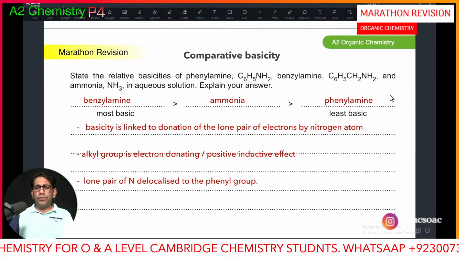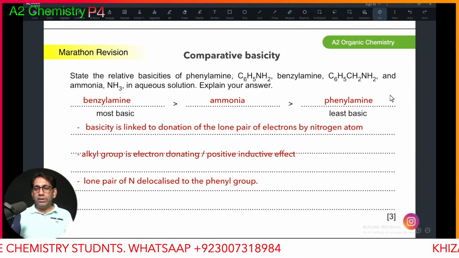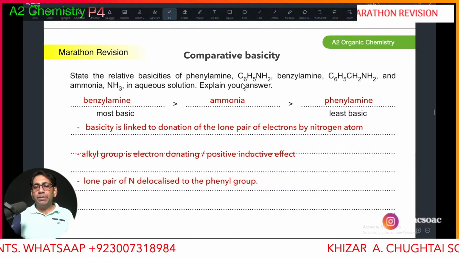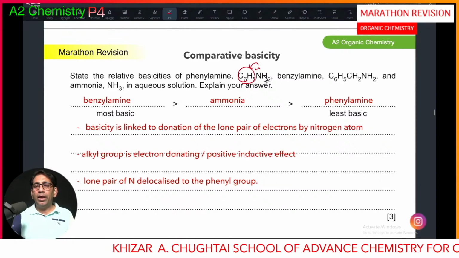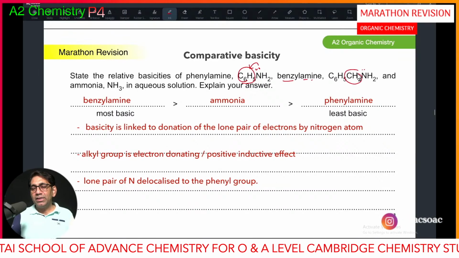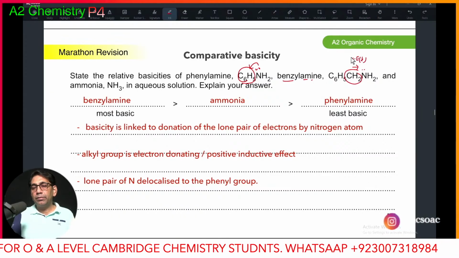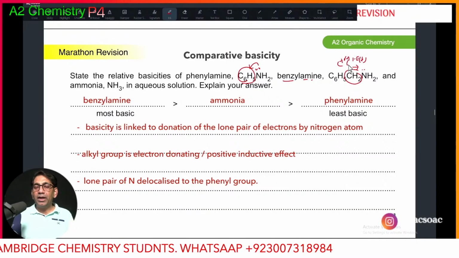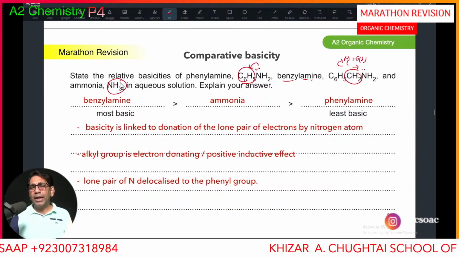Comparative basicity, this is one of the past paper questions. I wrote it over here. The same thing is, here is the benzene ring. So it is going to delocalize over here. Benzylamine, this NH2 is having directly a CH2 group. So here is positive inductive effect. Here is delocalization of electron. Ammonia is neutral like water.